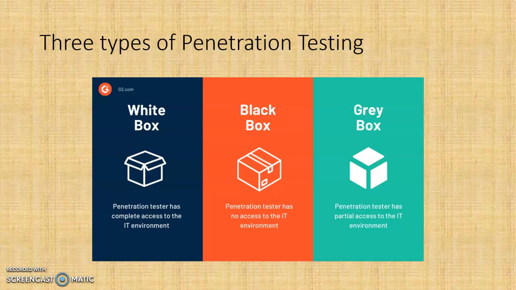There are 3 types of penetration testing. In a white box, the pen tester is provided as much information as possible to perform the penetration testing. In a black box, the penetration tester is not provided with any information about the network or systems. In a gray box, the penetration tester is provided some information but not all.